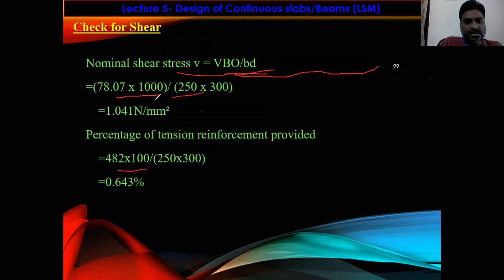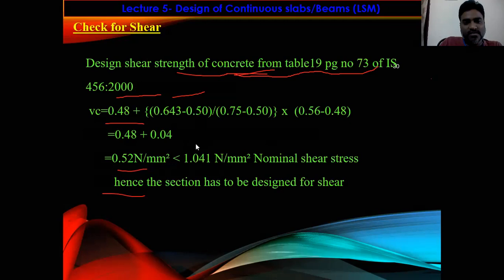So from this, 1.041 Newton per mm square, and the percentage of tension reinforcement at the support next to the end support is 0.643%. So the same value we will get, that is 0.52. So it is less than this one. Therefore, we need to design the shear reinforcement.